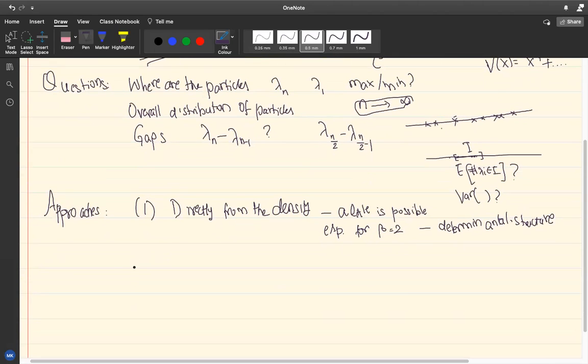So what else can one do? Something that has been known for 60, 70 years now is, again in the special case of beta equal to 2, with V of x equal to x squared. When beta equals 2 and V of x equals x squared, it turns out that the log gas, lambda 1 up to lambda n, has the same distribution as the eigenvalues of a certain random matrix.